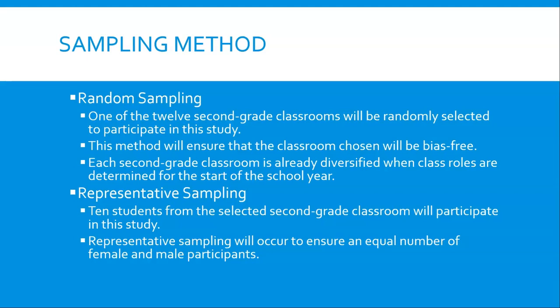Representative sampling will be used when the 10 students from the selected second grade classroom will participate in this study. Representative sampling will occur to ensure that an equal number of female and male participants are selected to participate.